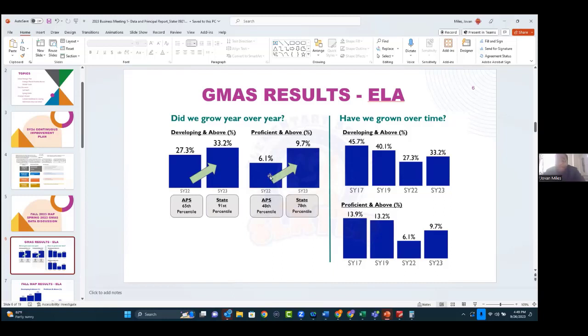Did we grow year over year in terms of being proficient and above? We had about 3 points of growth in the percentage of students that were proficient and above. And growing over time, we saw a slight decline from SY17 to SY19, and a pretty big drop from pre-pandemic, SY19, to post-pandemic. This is consistent with what we have seen around the district, but it's a pretty significant drop here at Slater. But we are rebounding and moving back toward pre-pandemic levels of performance.